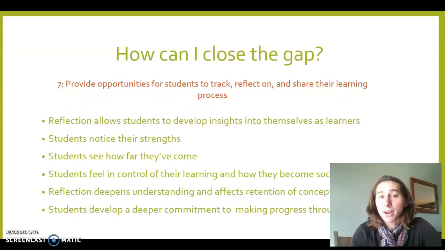Strategy 7, provide opportunities for students to track, reflect on, and share their learning. This is important because it allows students to develop insights into themselves as learners. They can see how far they've come, and they develop a deeper commitment to making progress through sharing.